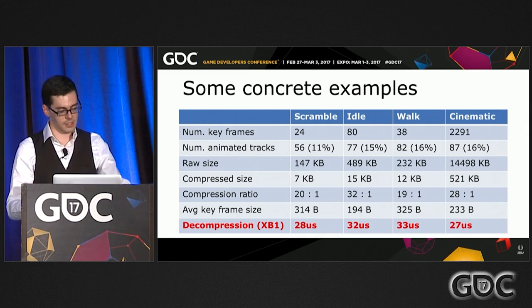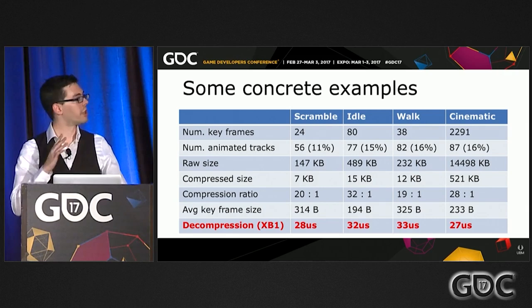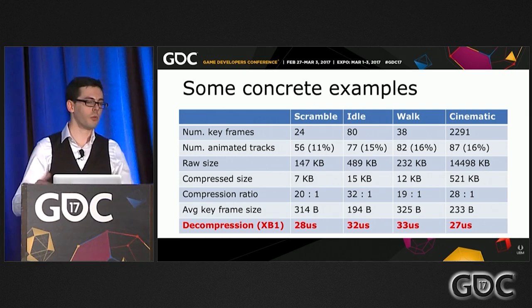These numbers are also somewhat of a worse case because they're for the main character, which has more bones, typically ranging between 180 and 200, I believe, for the cinematic. Whereas our NPCs have, of course, far fewer bones than this and will decompress even faster.